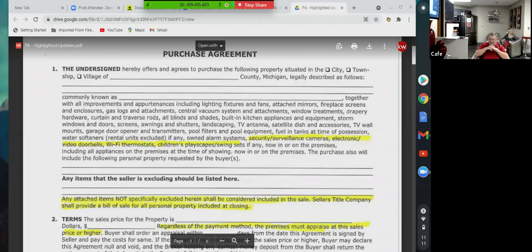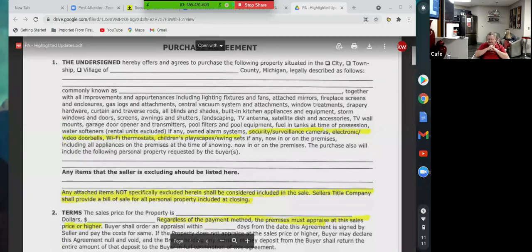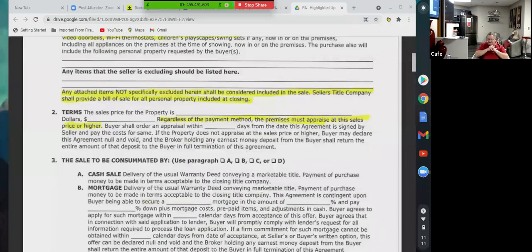Down below where it says any attached items not specifically herein shall be considered included in the sale. Seller's title company shall provide a bill of sale for all personal property included at closing, which very honestly, the seller's title company's always provided a bill of sale. We're just making sure that everybody realizes that. So if there's something you want to include, make sure you're including it. If there's something the seller wants to exclude, it should be excluded right there. All right.